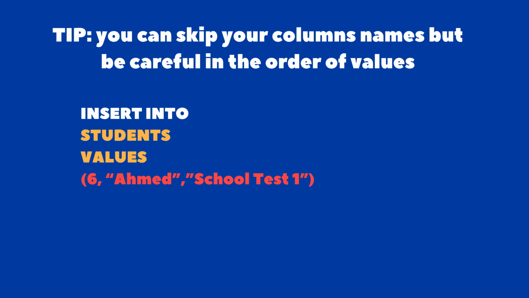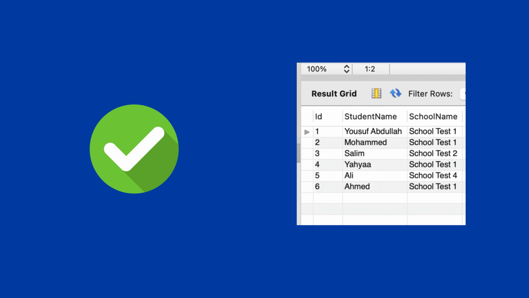Just a quick tip, you can skip your column names, but be careful about the order of the values. If you want to mention the column names, you can do it, but be careful. You have to go in the same order, or the same sequence, in the values listing based on your columns order. So congratulations, you did it. And this is only used if you already have an existing table with the same structure and you exported all data and you can insert it directly into your table.